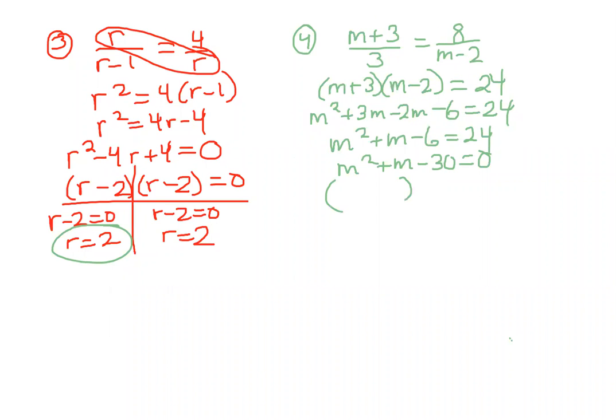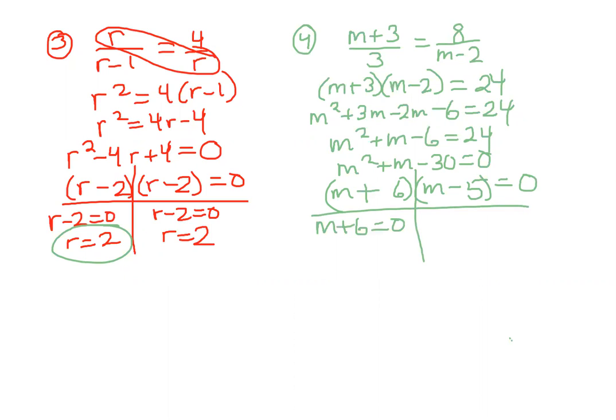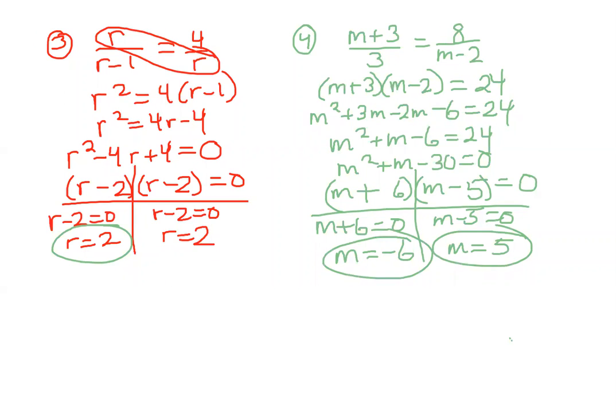Now you can factor and say what multiplies to give you negative 30 and adds to give you 1. This would be the plus and this would be the minus. You're going to solve each one of these. M plus 6 equals 0. So m equals negative 6. And m minus 5 equals 0, so m equals 5. Two answers. When we solve quadratics, we usually get two answers. We did over here. They just happen to be the same.